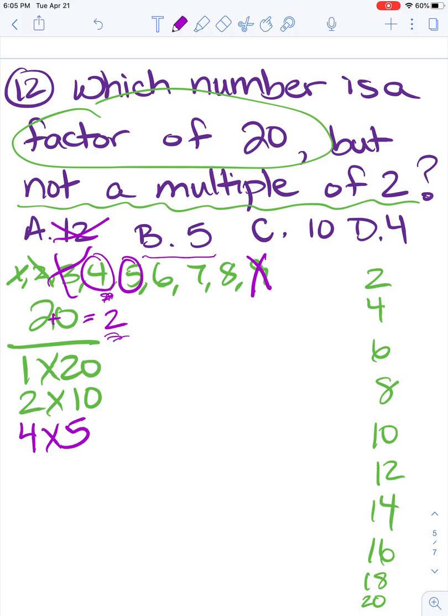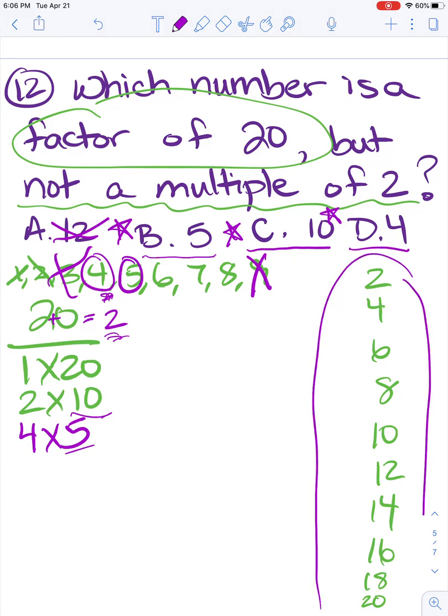Is 5 a factor of 20? Yes. I'm going to star it, but I am not going to do anything yet because we need to make sure that it's not a multiple of 2. Is 10 a factor of 20? It is. So again, I'm going to star it, but we need to make sure it's not a multiple of 2. Is 4 a factor of 20? Yes. So we have 3 possible answers, 5, 10, and 4. But we know they cannot be a multiple of 2. So anything in this column will not be it.